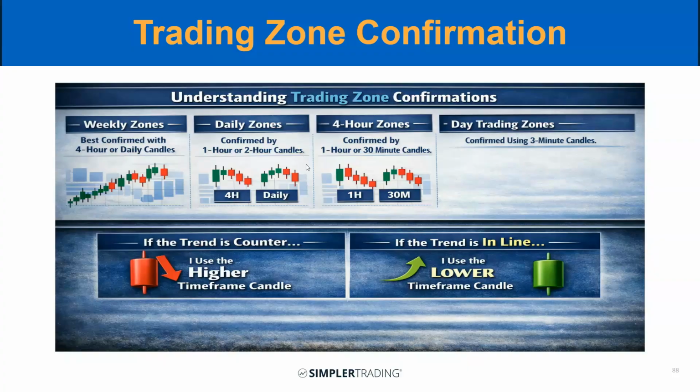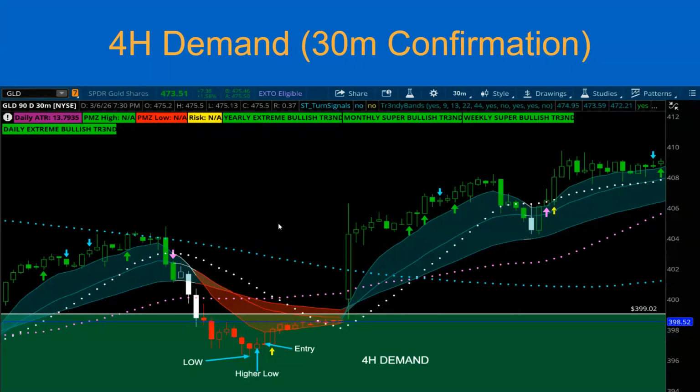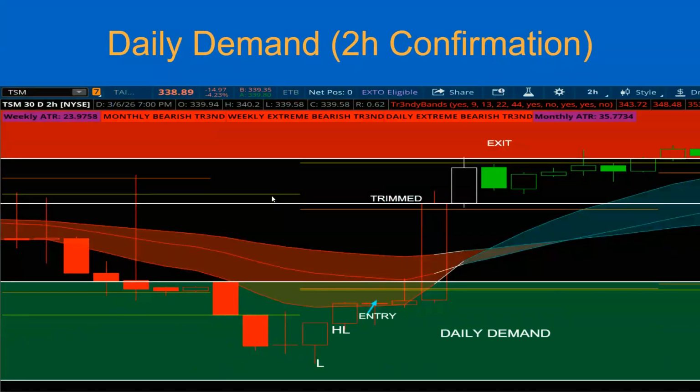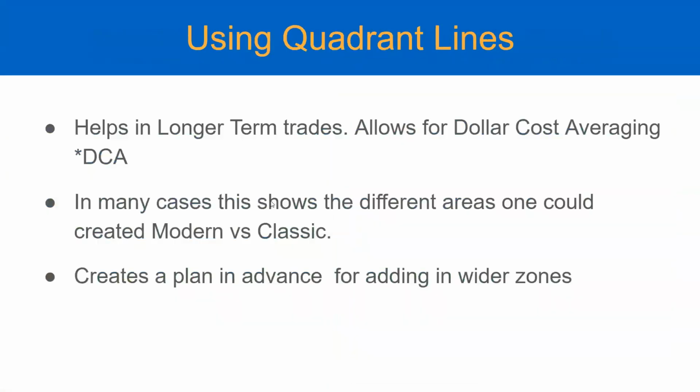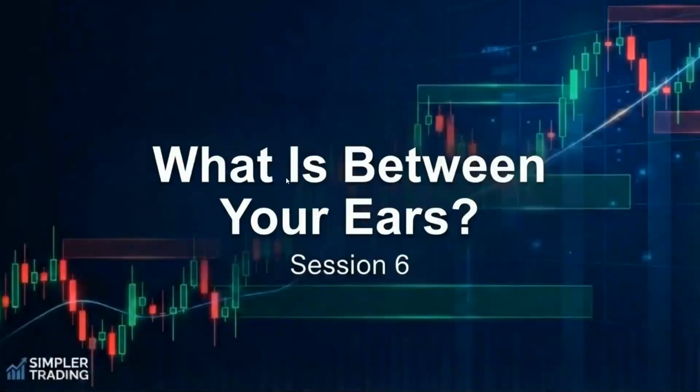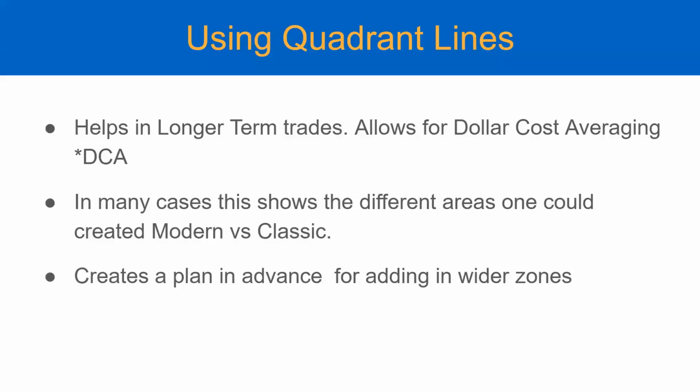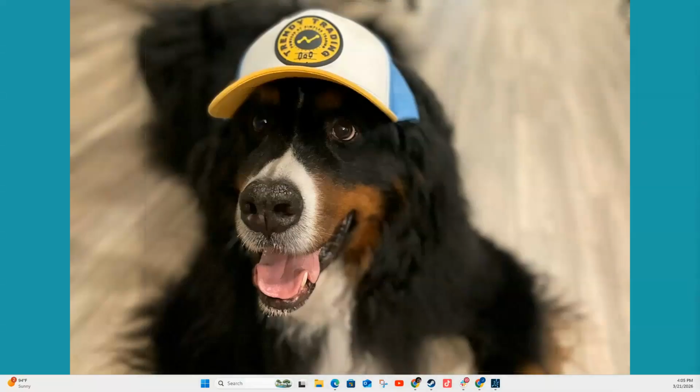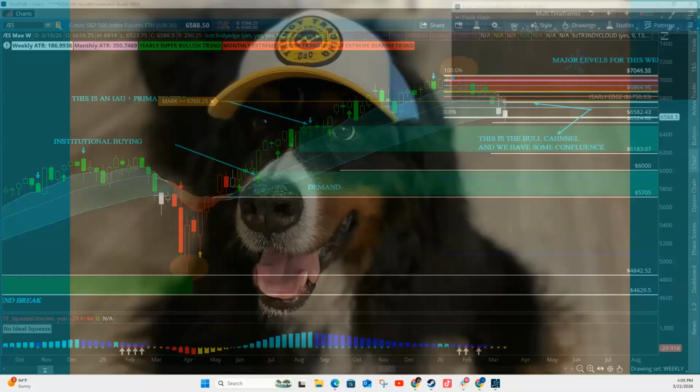All right, let's go on. You already went over the 4-hour demand, 30-minute confirmation, daily demand, 2-hour, weekly demand. Using quadrant lines, guys, this is the last portion of this. Anytime I have a big zone, and this is especially true for futures trading, I do this a lot. It works out very, very well for me. I place quadrants inside of the zone. A lot of you guys have probably seen this before, but if you haven't, let me show that to you really quick.